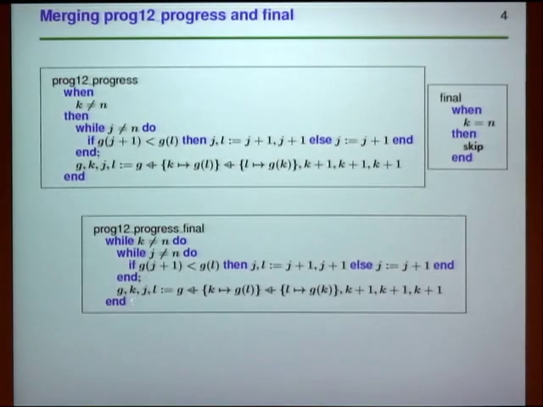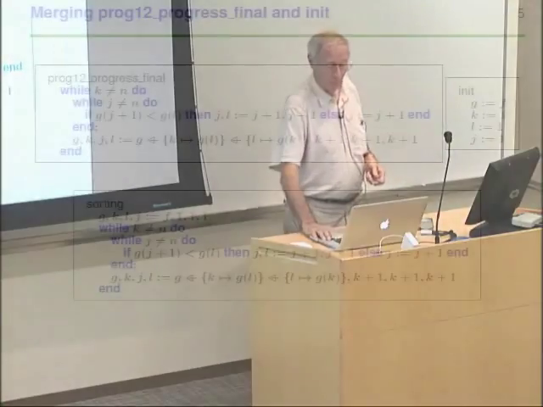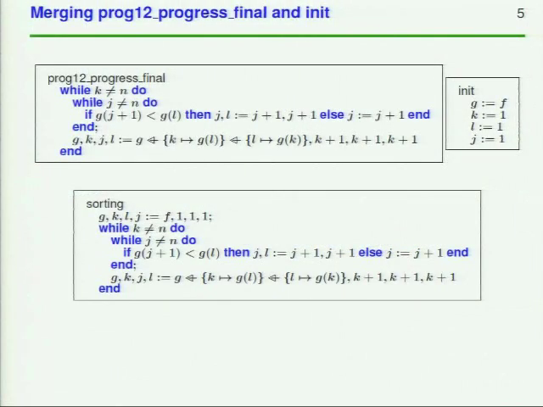So we do not have to add a semicolon, something else. And the final step now is to add the init on top of it, and here we have the sorting program. Okay? Could you say again, where was J introduced? It was introduced when you refined the progress action, is that right? Or was it introduced before?